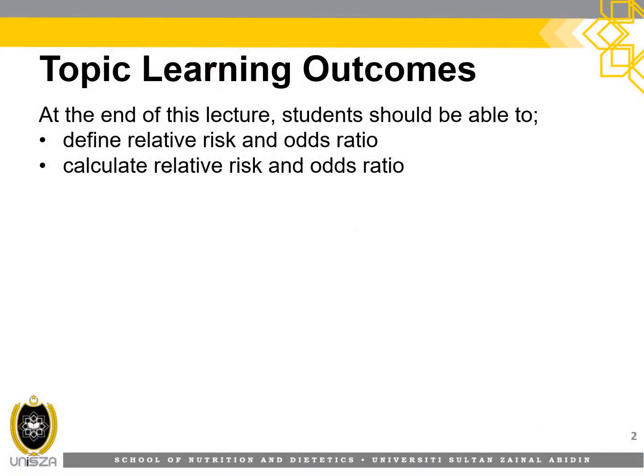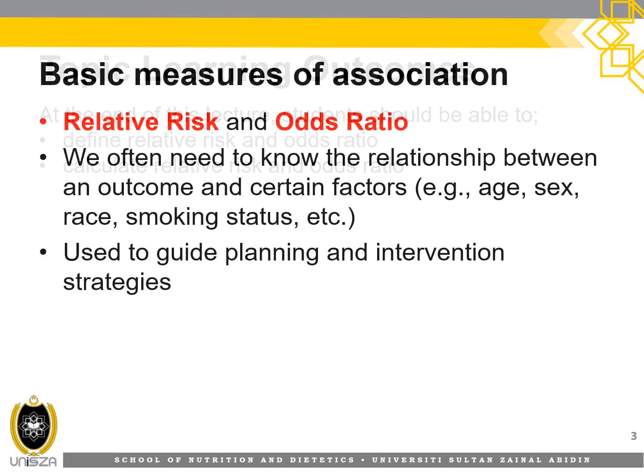The topic learning outcome today is that at the end of this lecture, you should be able to define and calculate relative risk and odds ratio. What is relative risk and odds ratio? So relative risk and odds ratio are basic measures of association.